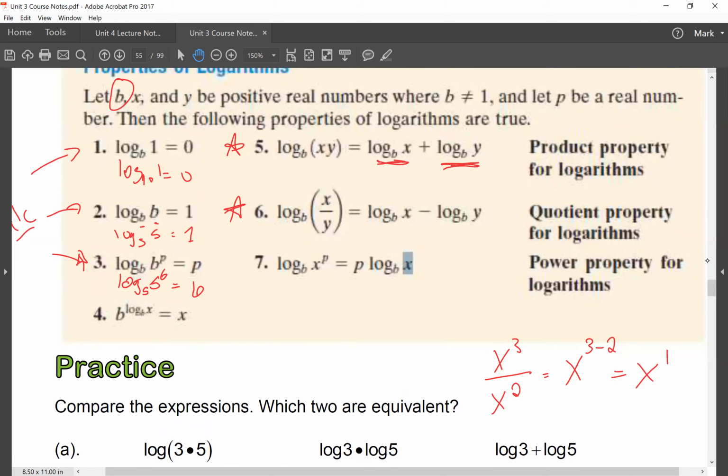So rules 5 and 6 are definitely the most important. And rule 7, actually, some of you might use rule 7 a lot, like I used it a lot in advanced chemistry, so in advanced physics.